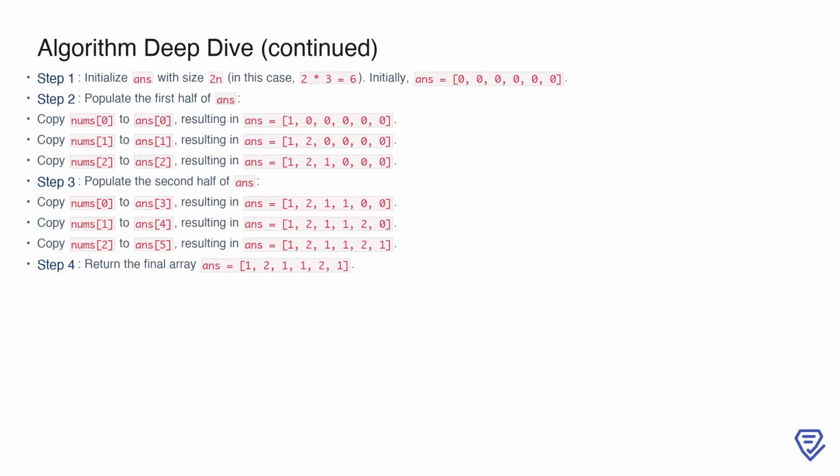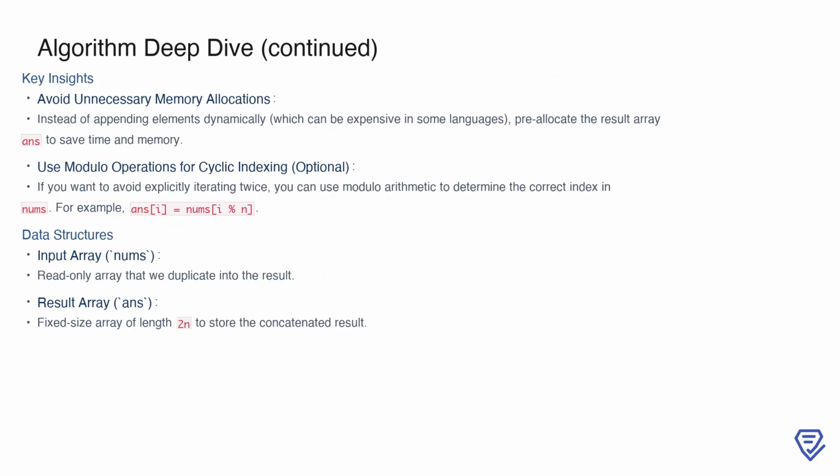The second element is copied into ANS 4, giving 1, 2, 1, 1, 2, 0, and the third element is copied into ANS 5, resulting in the final array 1, 2, 1, 1, 2, 1. This step-by-step process ensures that the output array is constructed correctly. There are a few key insights to keep in mind to optimize our approach.